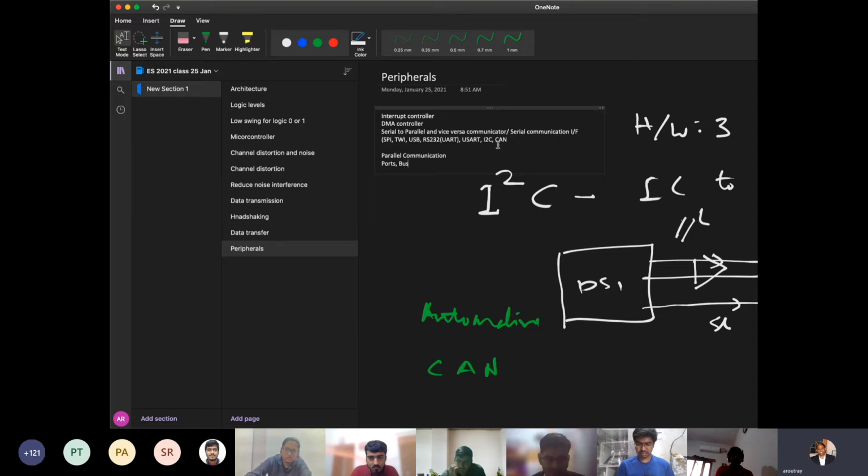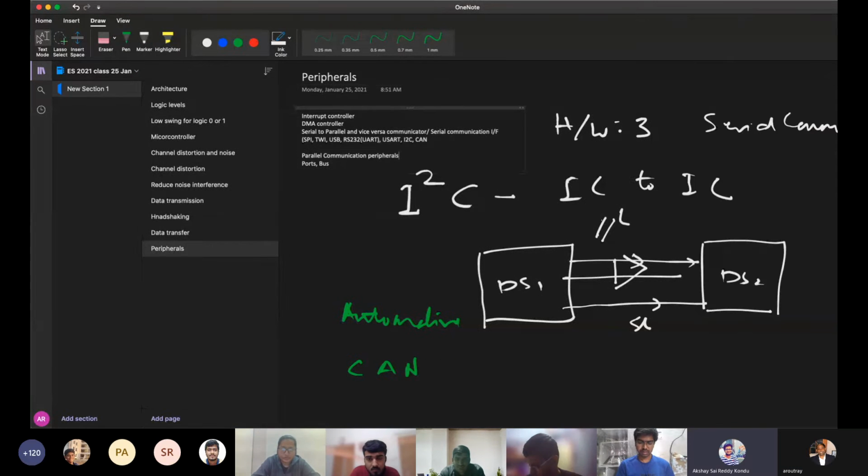They are called peripherals. So I am talking about peripherals. Peripherals means adjacent. So what are the other peripherals? Akshay Reddy, what are the other peripherals? Look at the picture.